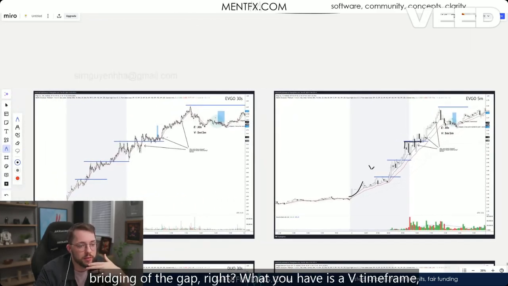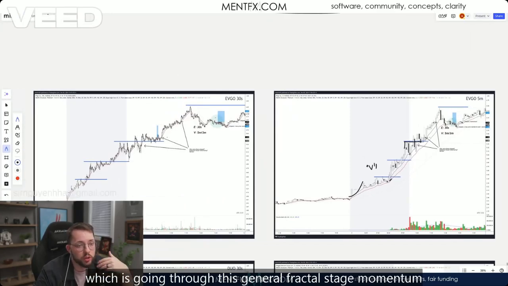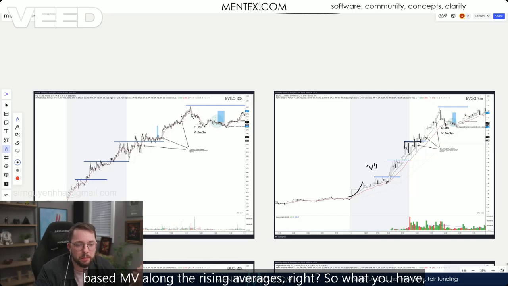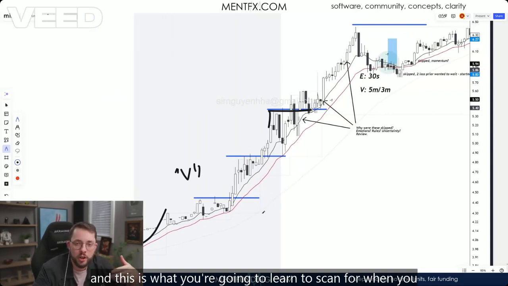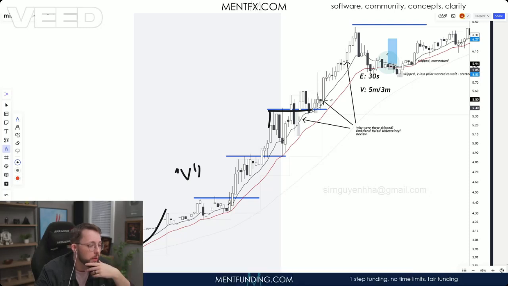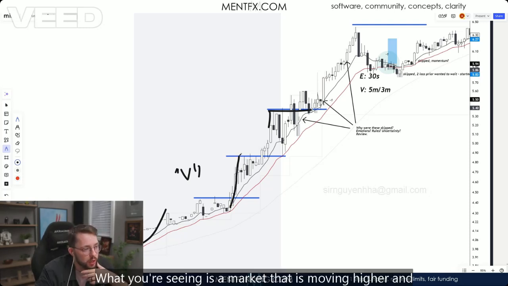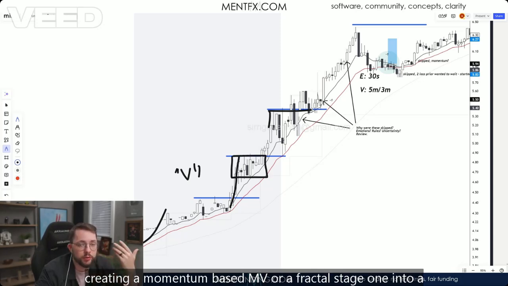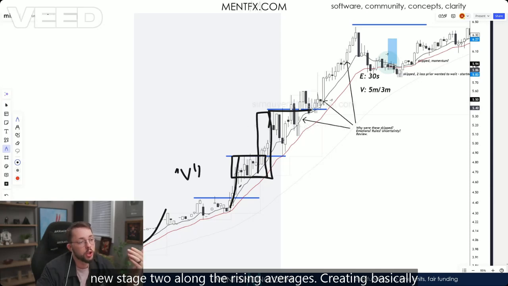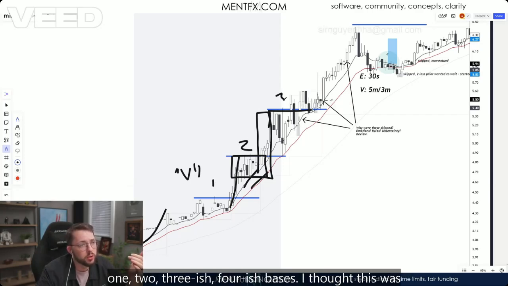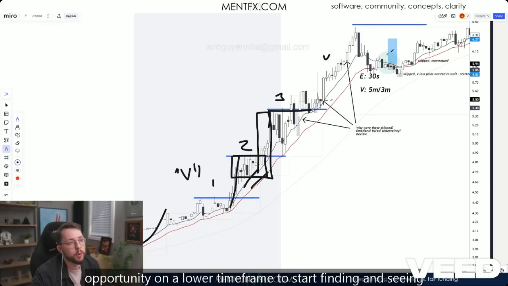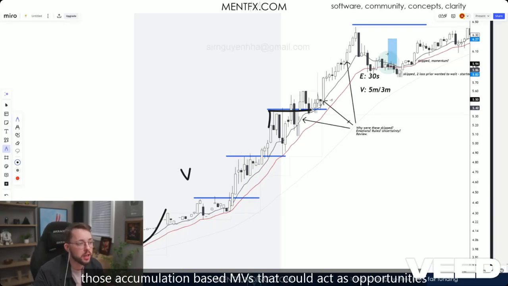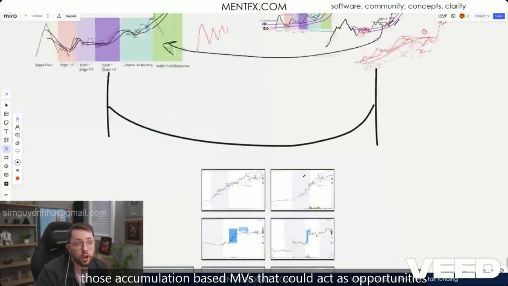What you have is a V time frame, which is going through this general fractal stage momentum-based MB along the rising averages, right? This is what you're going to learn to scan for when you start using the tools that are available to you here. What you're seeing is a market that is moving higher and creating a momentum-based MB, or a fractal stage 1 into a new stage 2 along the rising averages, and creating basically 1, 2, 3-ish, 4-ish bases. I thought this was actually 4 here, which is why I traded it, and it gives you opportunity on a lower time frame to start finding and seeing those accumulation-based MBs that could act as opportunities, if that's what you're trading, right?